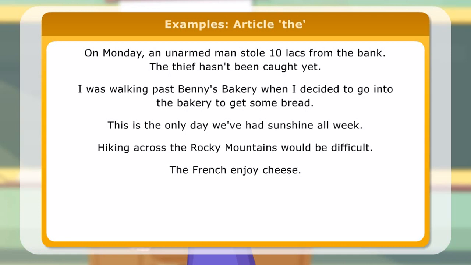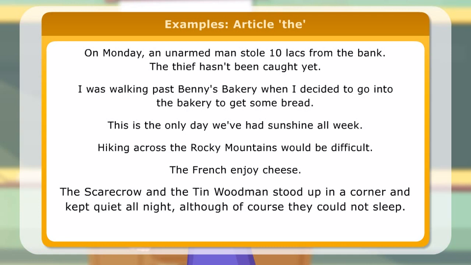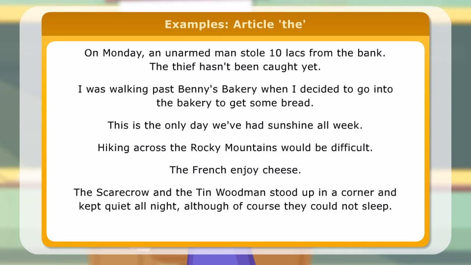The French enjoy cheese. The Scarecrow and the Tin Woodman stood up in a corner and kept quiet all night, although of course they could not sleep. The Japanese are highly regarded for their politeness.